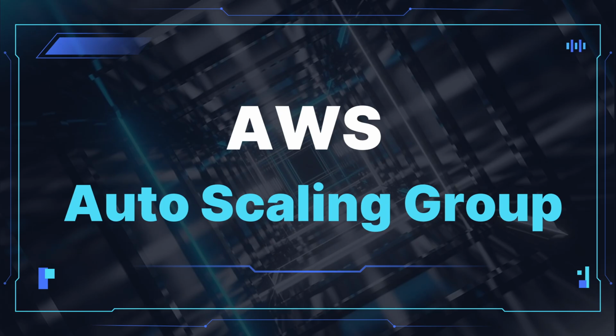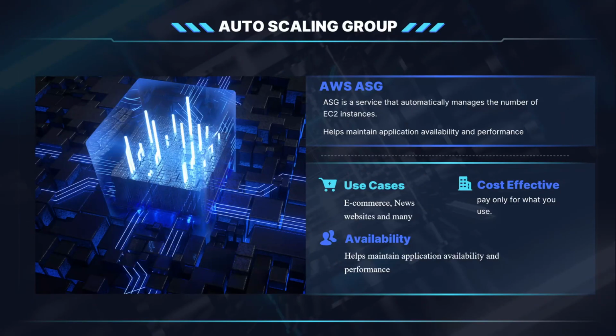So before going into the AWS console to create an auto scaling group, let's understand a few things about auto scaling. Auto scaling is basically a service provided by AWS that automatically manages the number of EC2 instances. So how is it helpful? It is helpful to maintain your application availability and performance. Let's understand this with a better example.